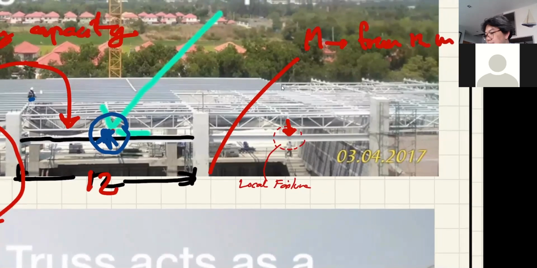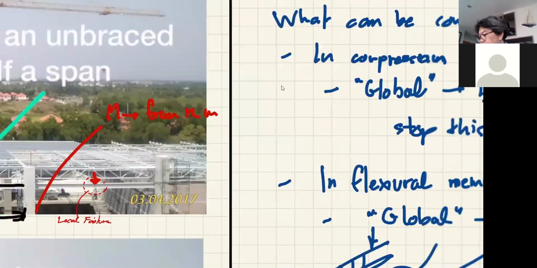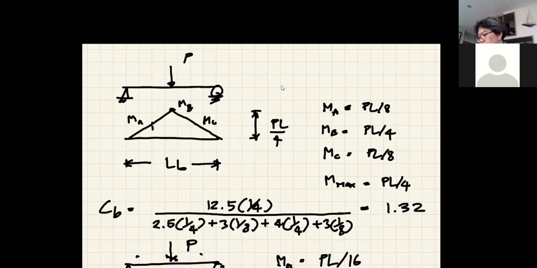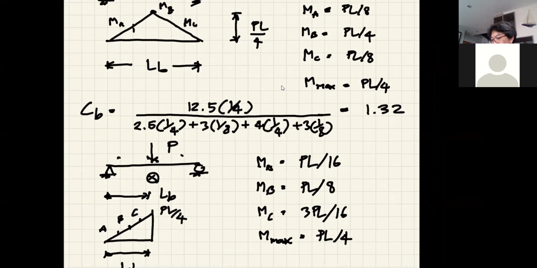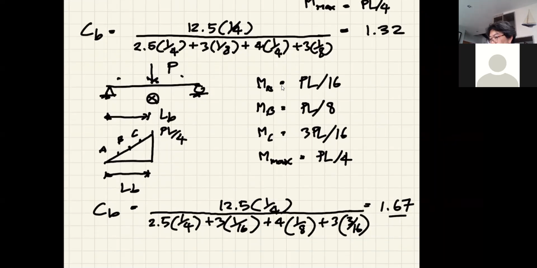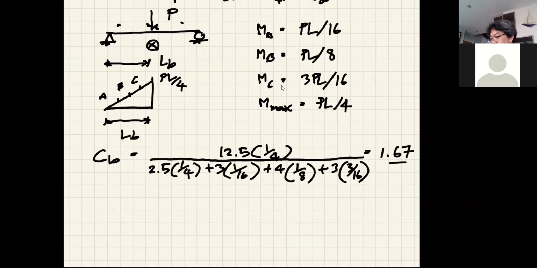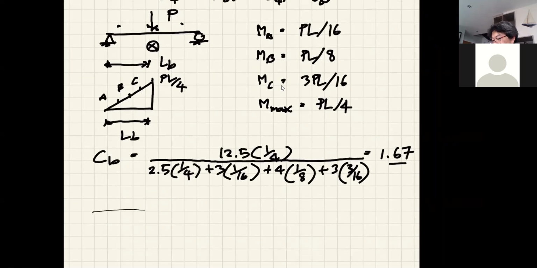Before we have a break, let me show you another case. So this is a typical case where you may use your CB. Another case that you should know is just, let's say, a simple beam with a uniform load.